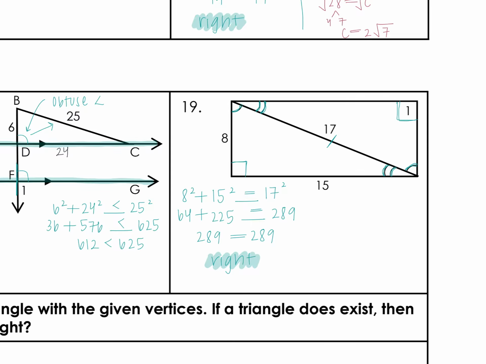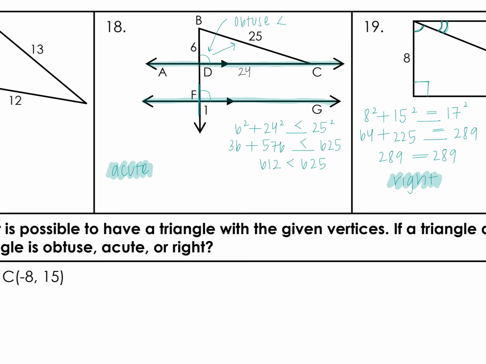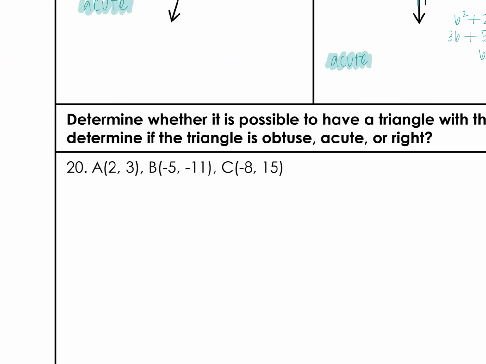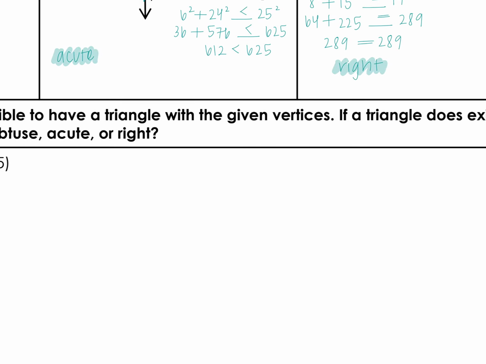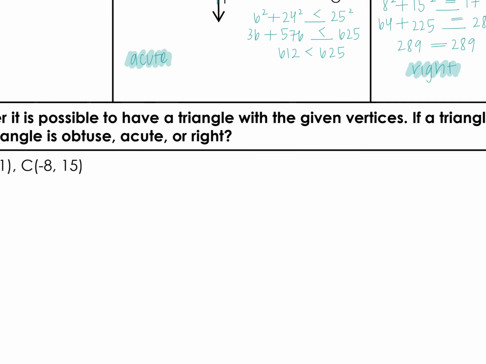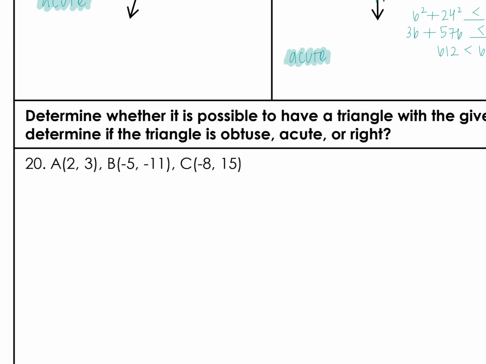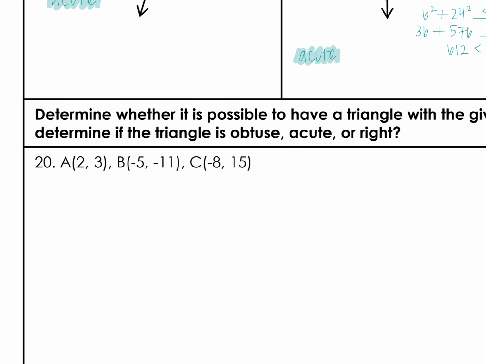All right, so now let's move into our last 2 problems. These will be a little bit longer, but we are determining whether it is possible to have a triangle from the given vertices. If a triangle does exist, then we want to determine if the triangle is obtuse, acute, or right. I'm going to go ahead and let you know now, we are going to have to use a calculator to actually prove this.